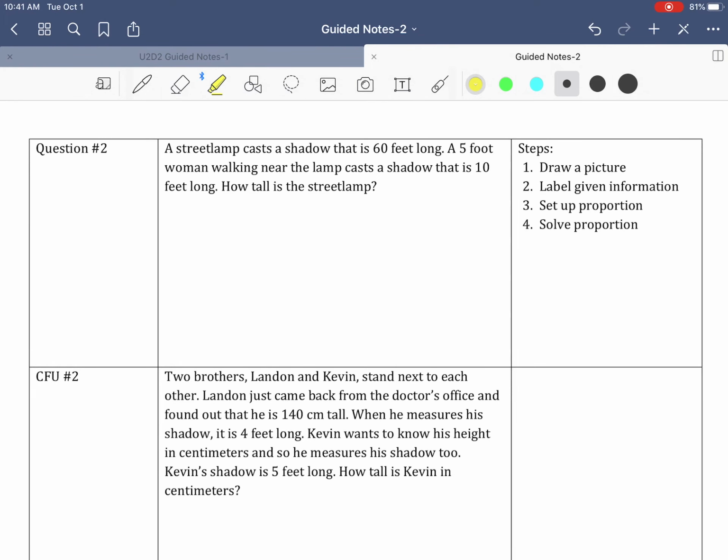Now for the second question right here, it says a street lamp casts a shadow that is 60 feet long. A 5-foot woman walks near the lamp and casts a shadow that is 10 feet long. How tall is the street lamp? The very first thing that you need to do is to draw a picture. So here we have a street lamp, and it casts a shadow like this that is 60 feet long. Now we have a lady here, and she casts a shadow too, and that shadow is 10 feet long, and we know she is 5 feet tall. So what we can see here is we're creating similar triangles.